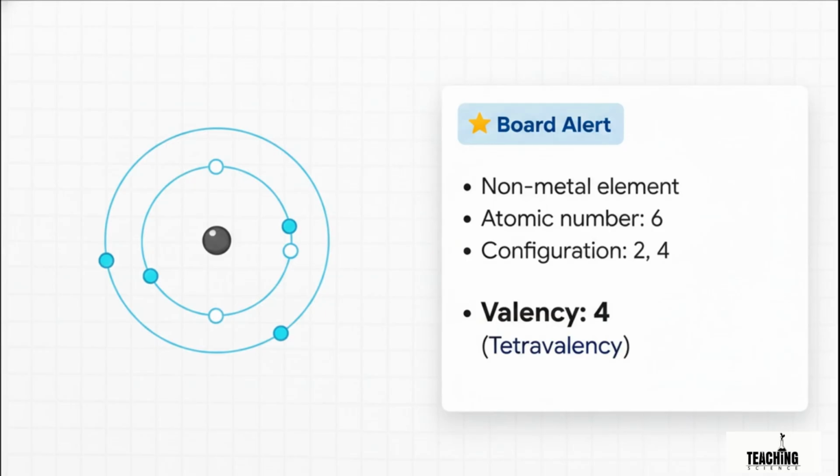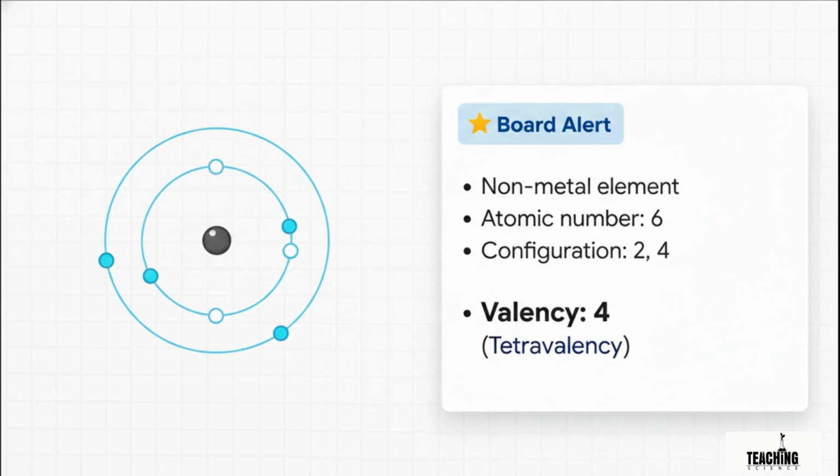Okay, major board alert right here. Despite its super low percentage in the Earth's crust, carbon is literally the foundation of everything around us. Your food, your clothes, plastics, medicines, even your own body, they are all carbon-based. And the reason why comes down to its exact atomic profile.